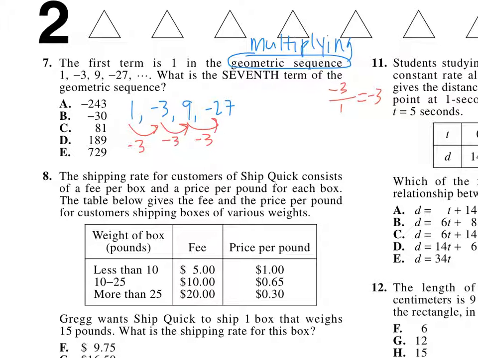So these are 4 terms, 5th, 6th, 7th term. I'm just going to keep multiplying by -3. So -27 times -3 is 81, times -3 is -243, times -3 is positive 729. E.